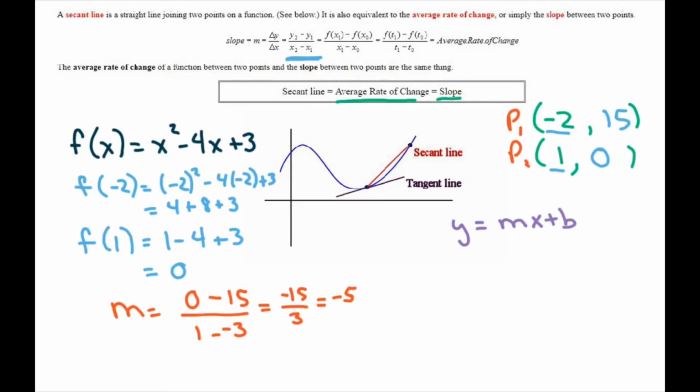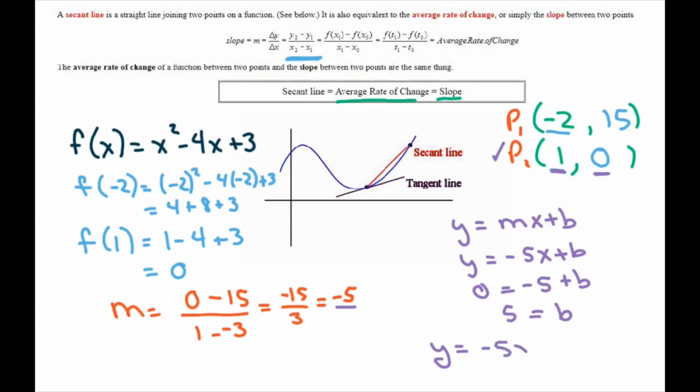Now to find your equation, we're just going to use the slope-intercept form. Plug in my slope here. And then I'll go ahead and use this point to plug in my x and my y. So 0 equals -5 plus b. So obviously b is 5, because -5 plus 5 is 0. So the equation of your secant line is going to be -5x plus 5.